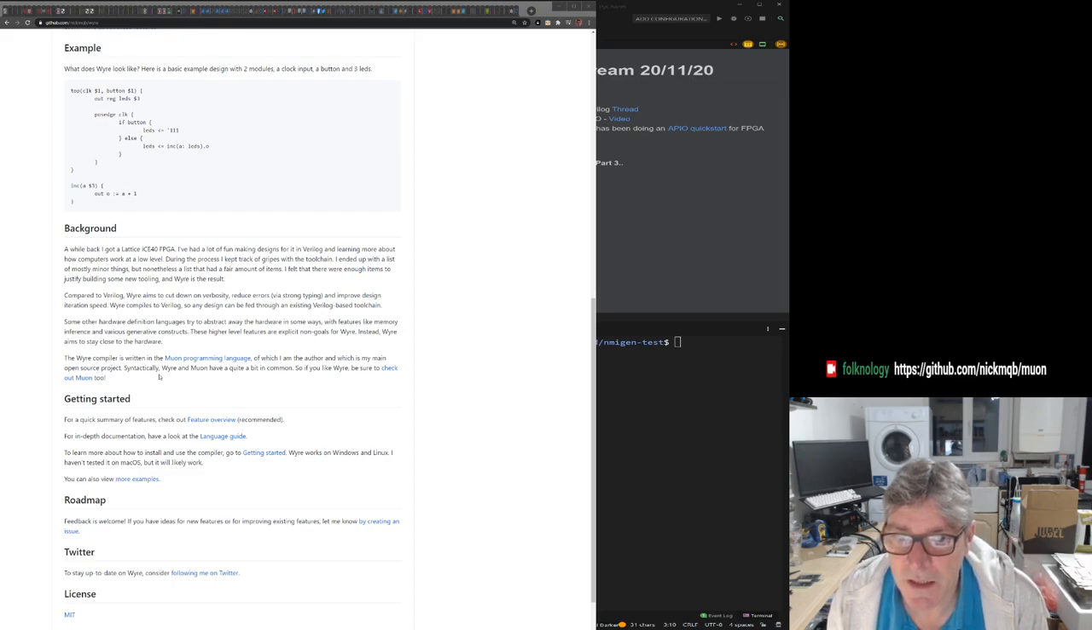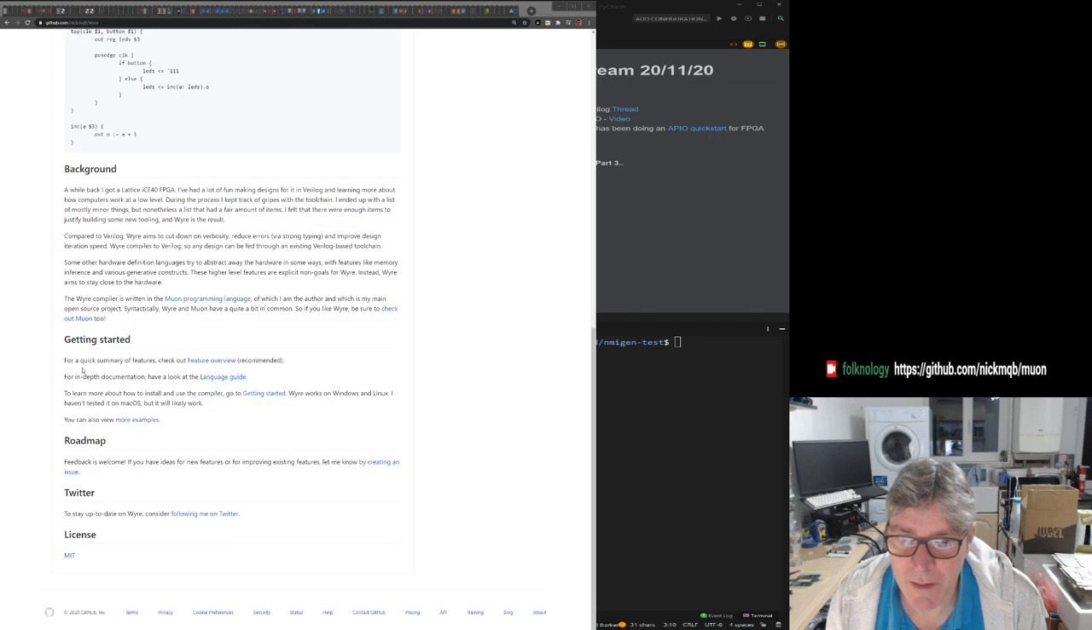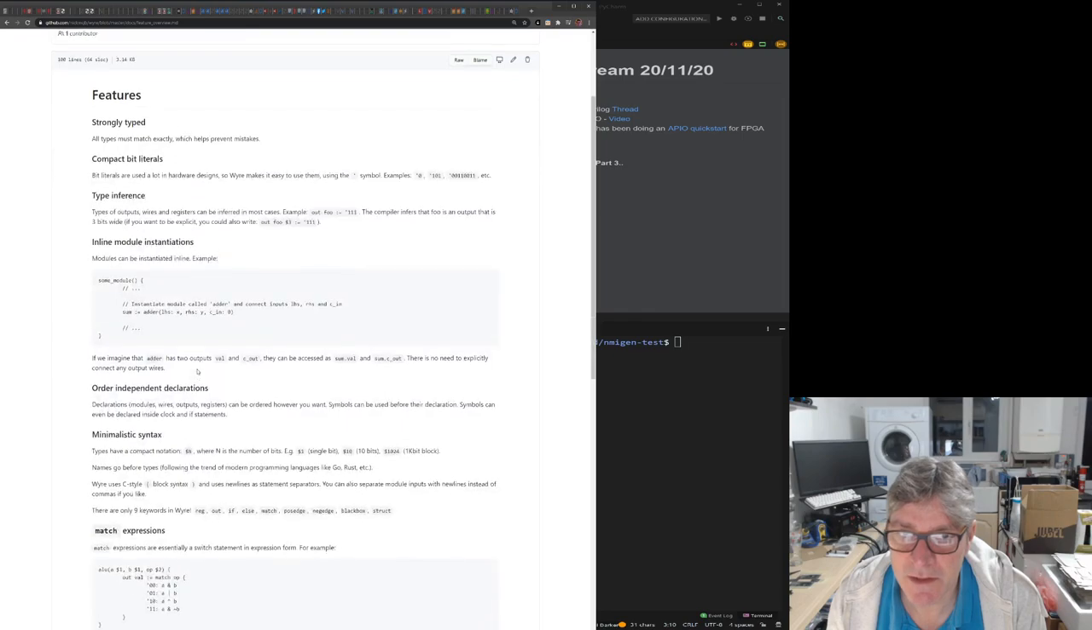And syntactically, Wire and Muon have quite a bit in common. So if you like Wire, be sure to check out Muon too. For a quick summary of features, check out the feature overview. So if I just show you that quickly.